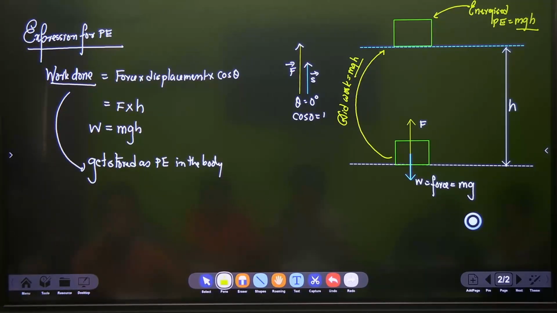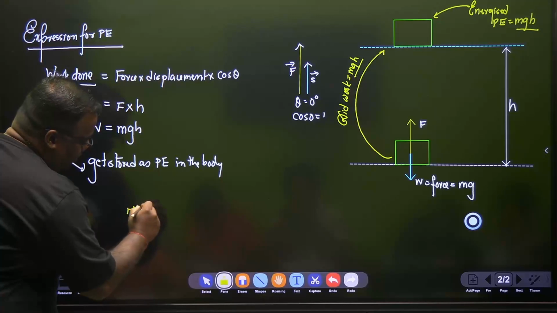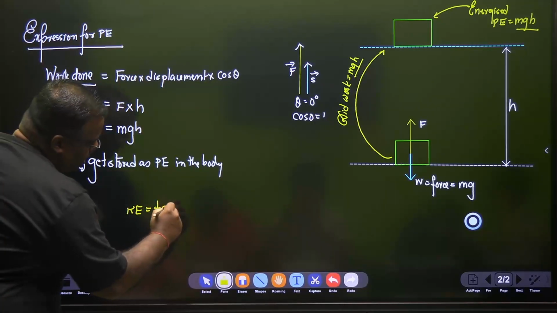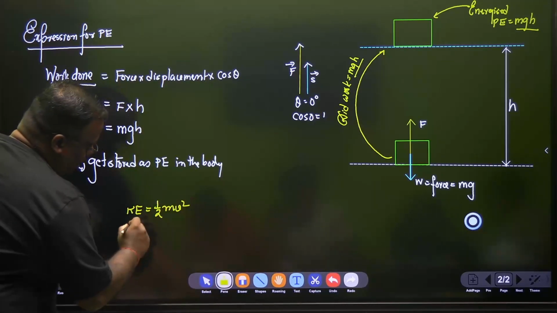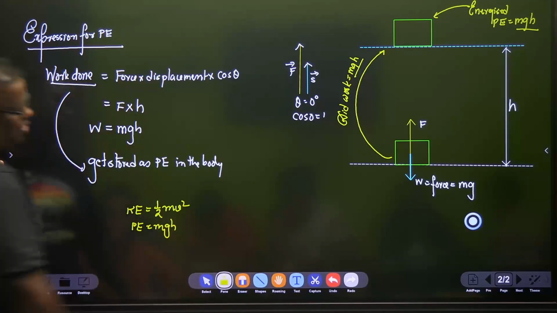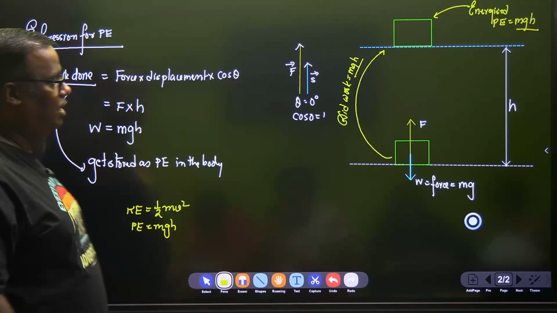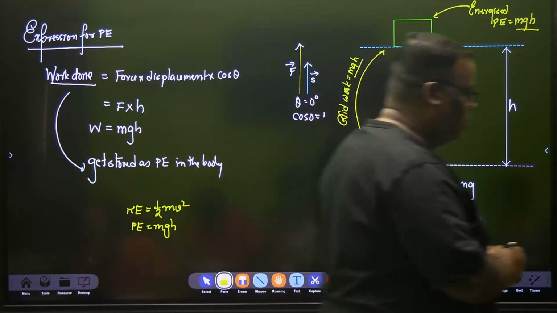The expression. So you have two formulas in this chapter so far. Kinetic energy is given by half times mass into velocity square. Potential energy is given by mgh. We'll do some numericals based on that. And if somebody asks what the work done is, the work done is always the change in energy. Change in energy. Okay? Can I change the screen? Okay, no issues.